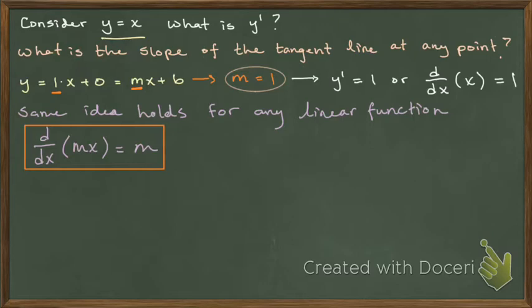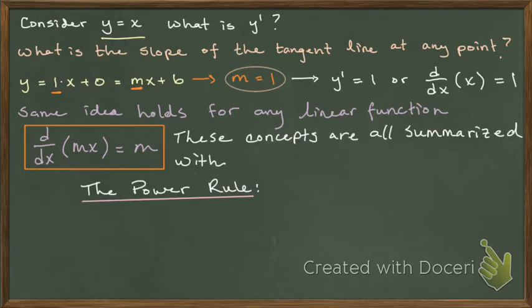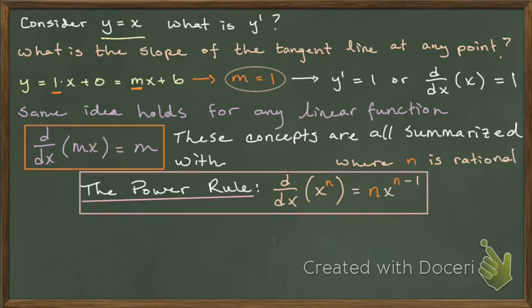All these two ideas here, along with the constant rule, can be described with what we call the power rule, okay? So this is going to handle any function that has x to a power. The derivative of x to some power n, where n is a rational number, is just n times x to the n minus 1. We have the original power of the function. We bring it down in front as a multiple, and we raise that x then to not n anymore, but 1 less power.